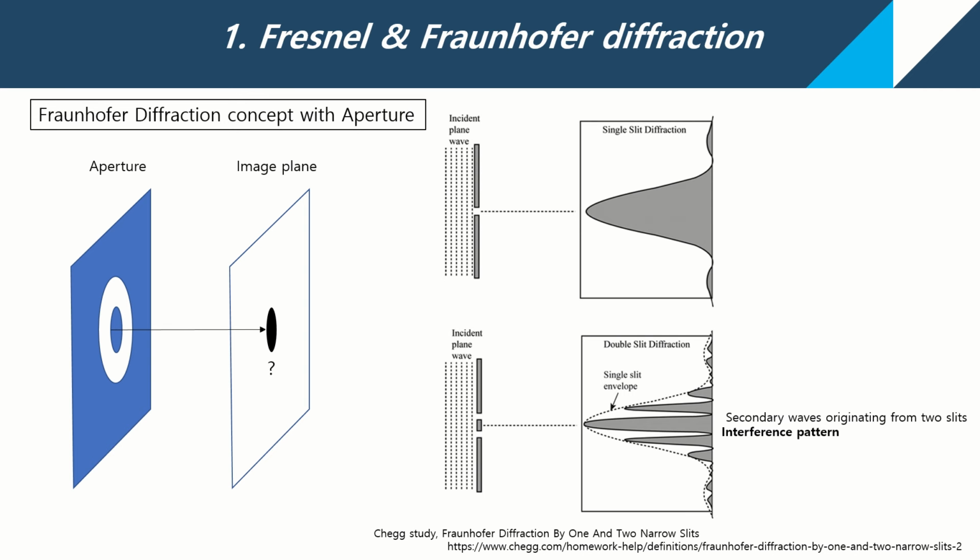Before we enter the problem of Fraunhofer diffraction, let's check the concept of diffraction. If there is an aperture with blocked center, we can easily imagine the central image plane would be dark. But the center is rather the brightest region of the image plane in the Fraunhofer diffraction situation. We have seen the double slit diffraction many times. We know the secondary waves originating from two slits make an interference pattern.